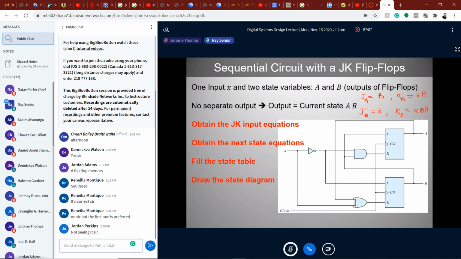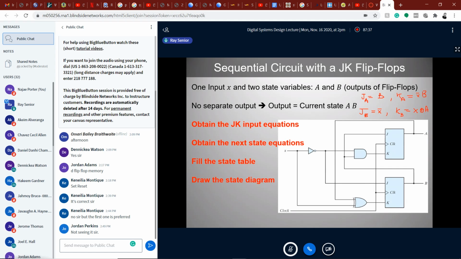All right, so that's that. What about the next state equations now? Do you remember what the next state equation for a JK flip-flop is, how you calculate that? Remember calculating the next state equation. So let us calculate the next state equation. Generally, let me write it down.